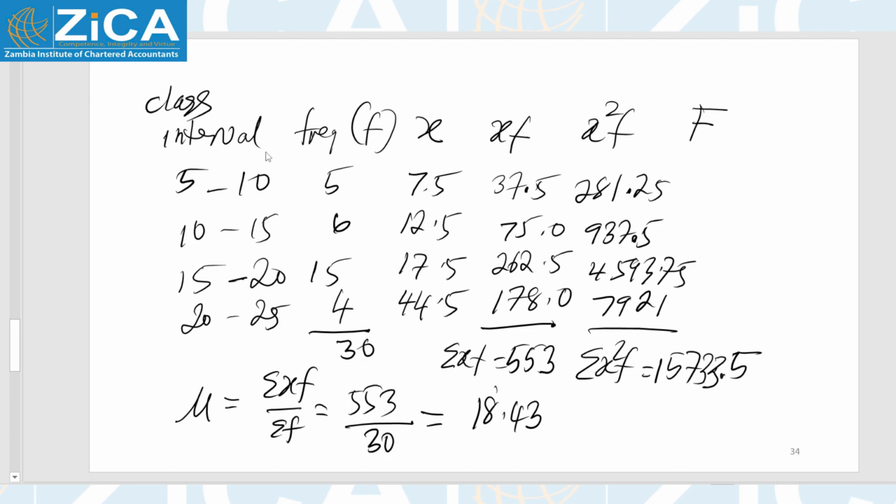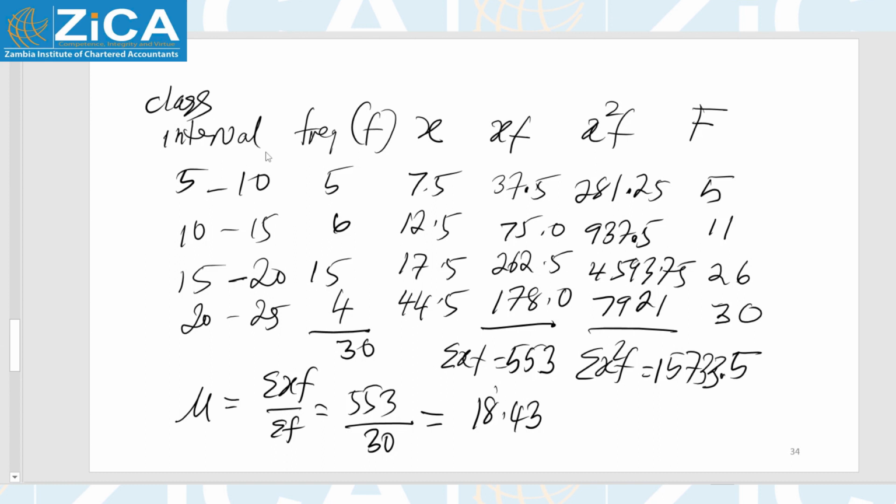You need the cumulative frequency in this table. And how do you get the cumulative frequency? You are pointing at this figure here. For the numbers less than or equal to 10, you have got 5. For less than or equal to 15, you have 6 plus 5, which is 11. For less than or equal to 20, you add 15 to 11, so you have 26. For less than or equal to 25, you add 4 to 26, which will give us 30.